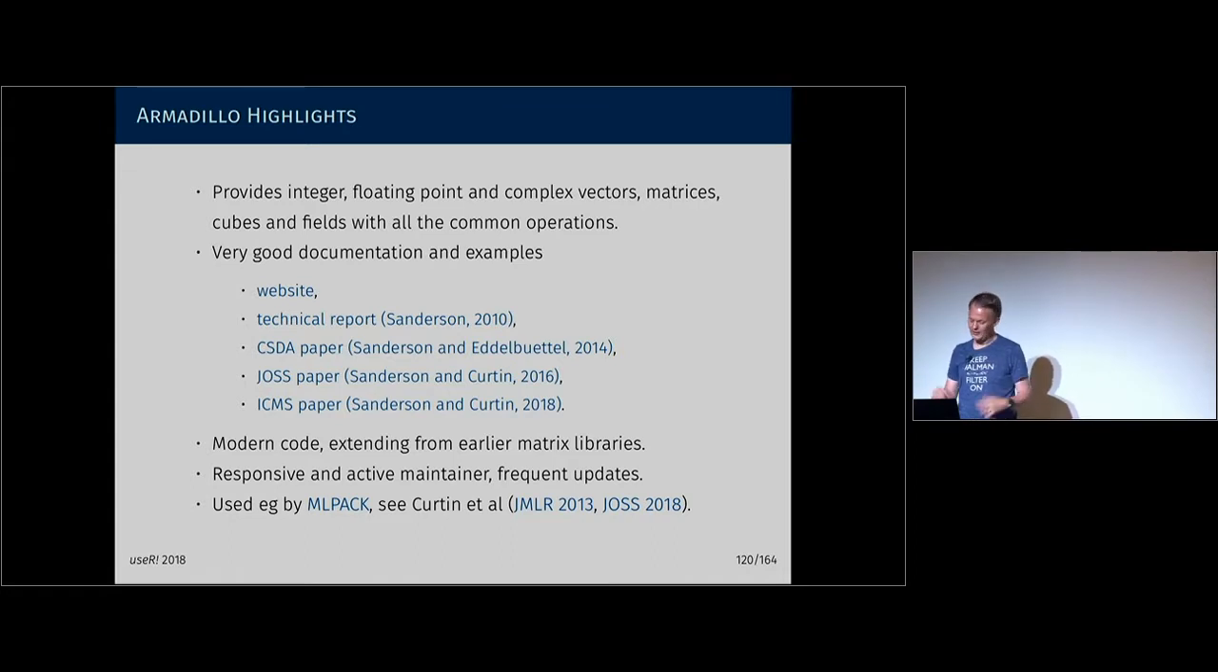So MLPACK is pretty cool, and it happens to use Armadillo as its matrix representation, which is rare, because when people go off and build machine learning implementations, they often reinvent their own matrix classes, and then you have to translate from one to the other. Here basically we get the matrix representation for free, which is pretty good.